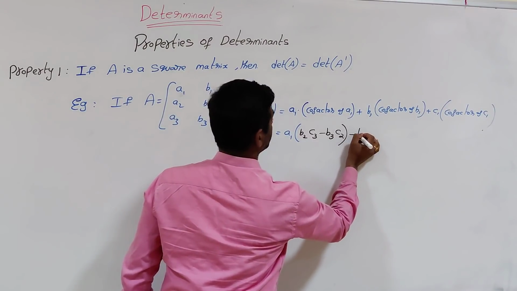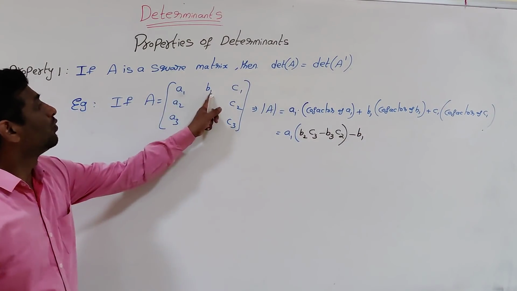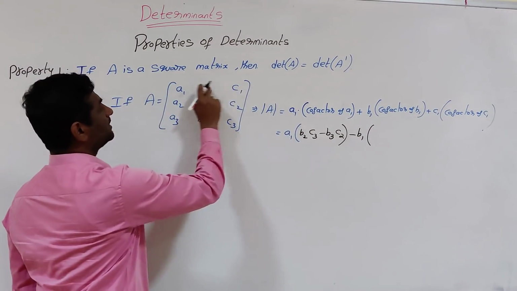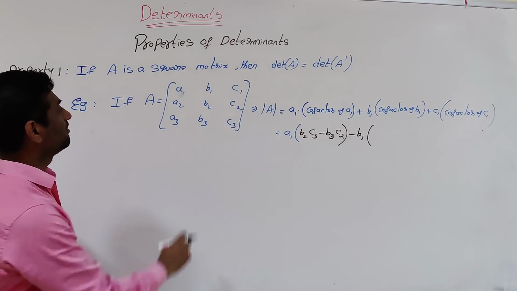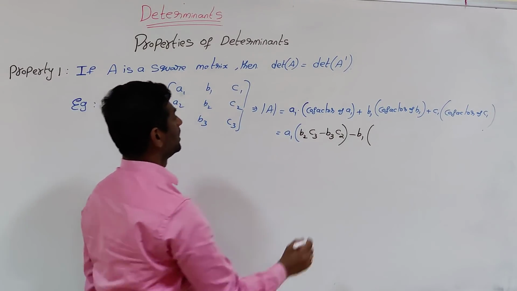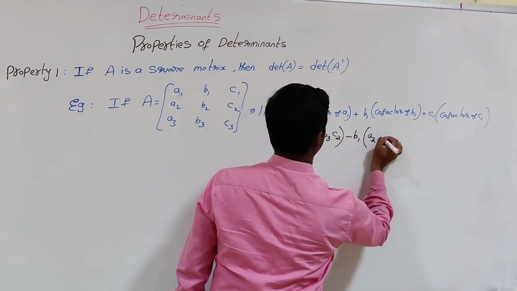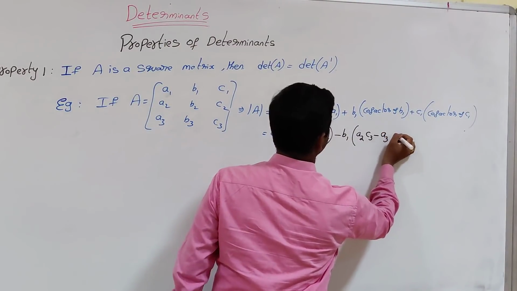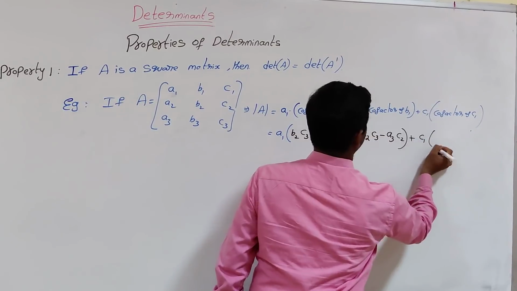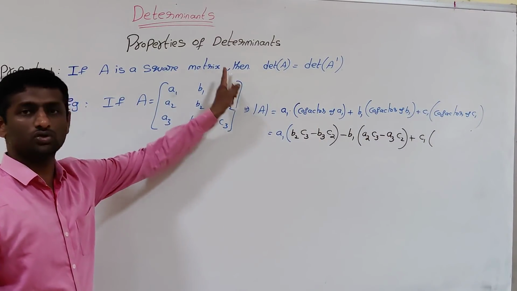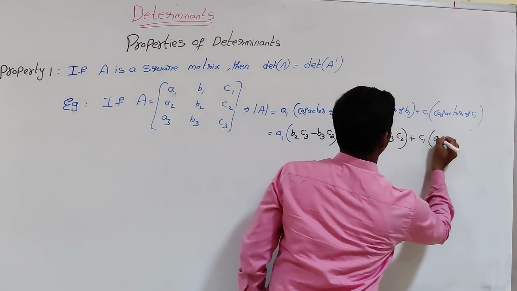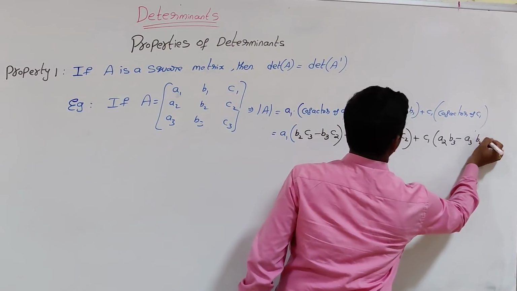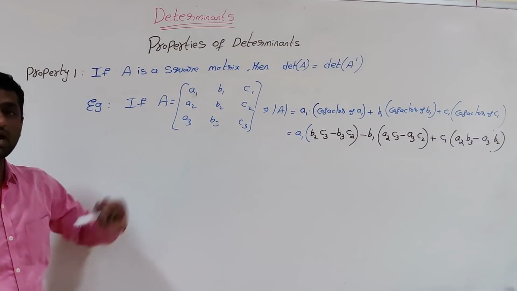This will become minus B1, because minus 1 whole to the power of 1 plus 2 will become a negative value, into cofactor of B1. After hiding the first row and the second column, it will be left with A2 C2 A3 C3, and the determinant gives A2 C3 minus A3 C2, plus C1 into cofactor of C1. Hiding the first row and third column, it will be A2 B3 minus A3 B2. So that is the determinant of the A matrix.